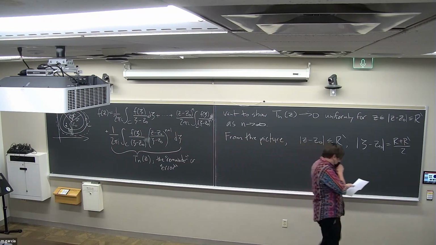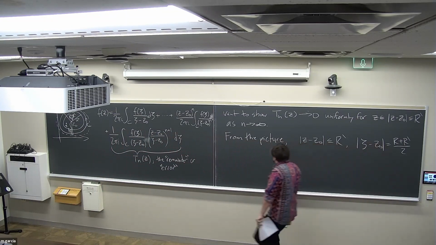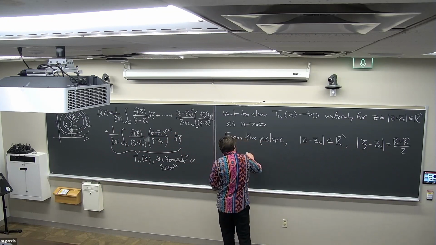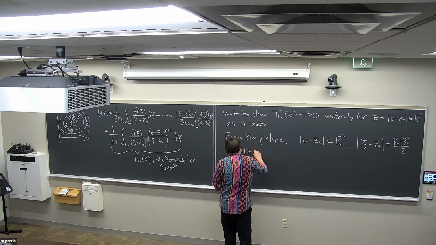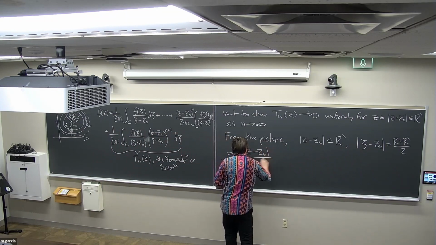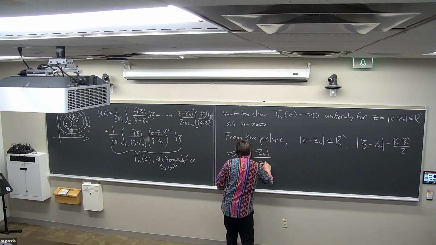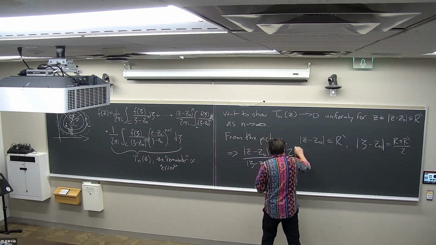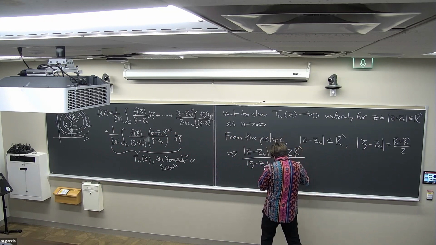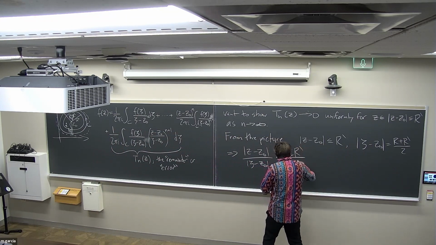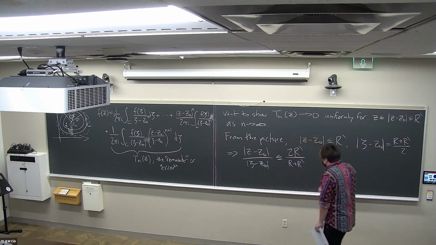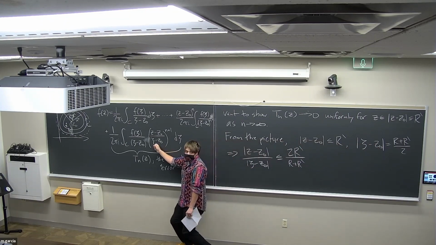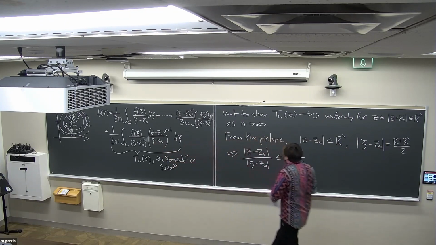Together, these imply that we can bound the modulus of this part of the error term as follows: 2r prime divided by r plus r prime, which you'll notice here.